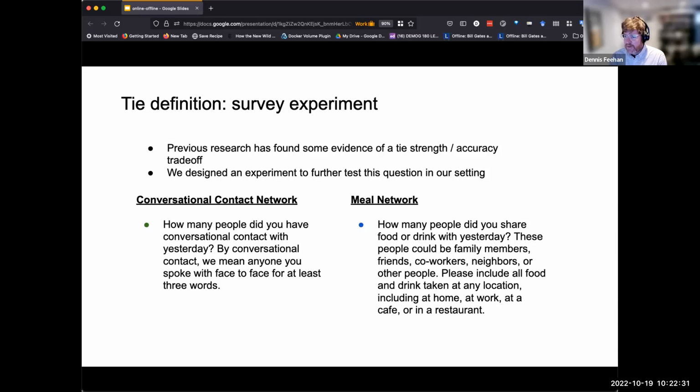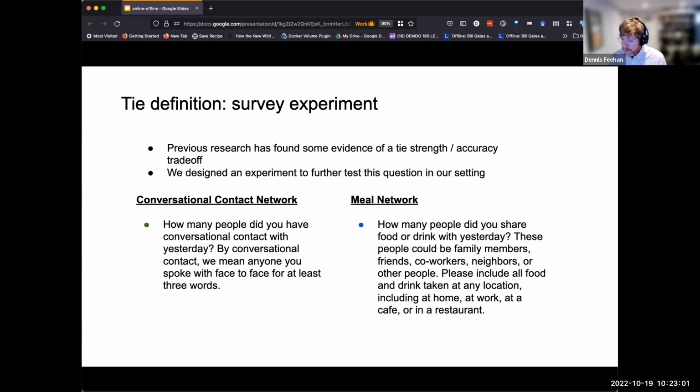And then half of our respondents were randomized to report about a different type of network, which I'm going to call the meal network. So this network prompt says, how many people did you share food or drink with yesterday? These people could be family members, friends, coworkers, neighbors, or other people. Please include all food and drink taken at any location, including home, at work, or a cafe, or in a restaurant. So the idea is that we think that this will, on average, be a stronger type of relationship, somebody you have a meal with, as opposed to somebody you just bump into.